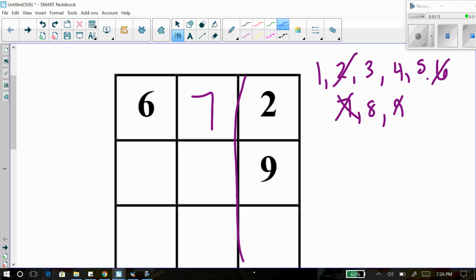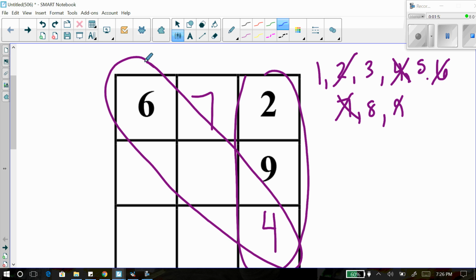Now I'm going to do this column. I have a 9 and a 2. 9 plus 2 is 11. 11 plus 4 gives me 15. So I'm going to put a 4 there. Now that column adds up to 15. Now I'm going to do this diagonal. 6 plus 4 is 10. If I put a 5 in there, that will add up to 15.